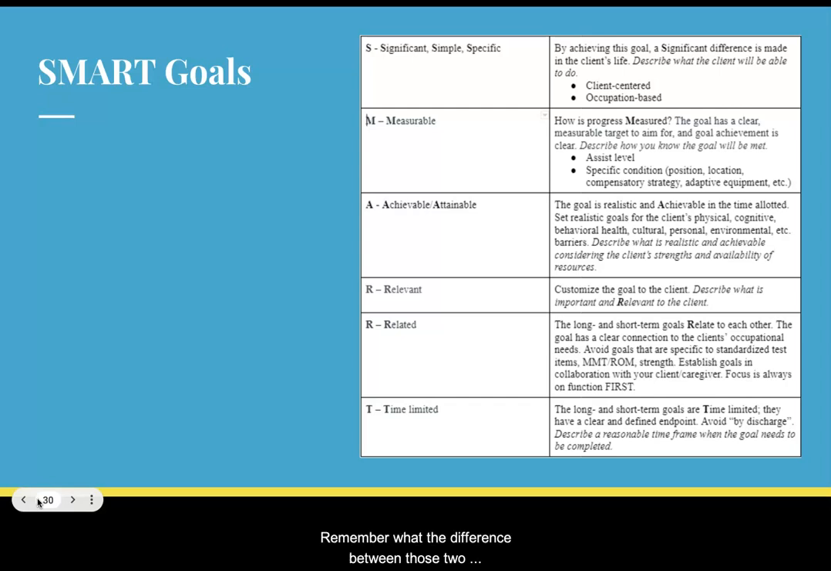Now, remember what the difference between those two types of tests are. Standardized: norm referenced, criterion referenced, specific procedures, specific script, specific equipment, specific setup. Non-standardized: perhaps a subset of your standardized assessment that you have adapted and modified to meet the needs of a particular client. Your analysis of occupational performance. So there is not a standardized rubric for the delivery and execution of the assessment.